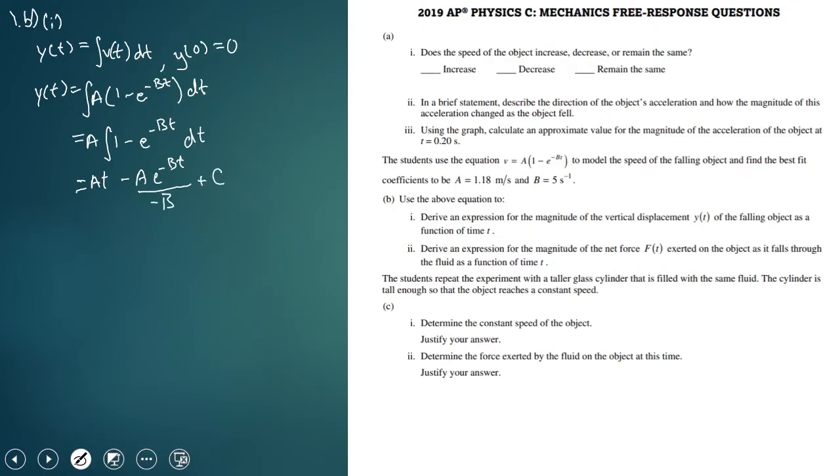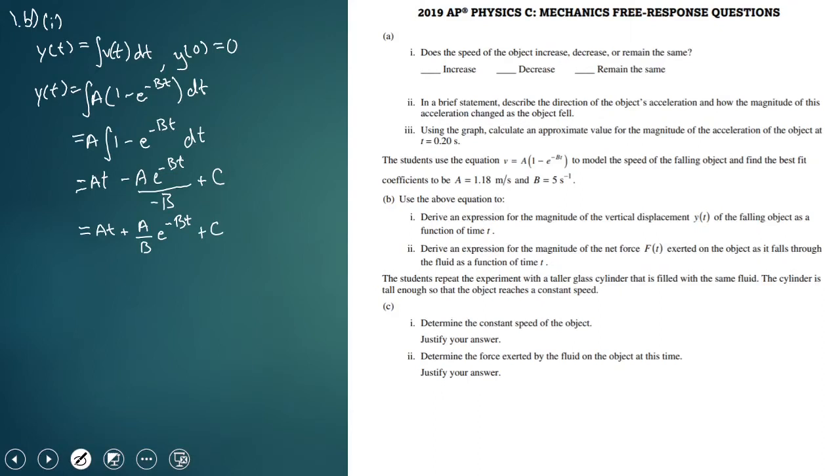If you guys don't understand the inverse chain rule, then just apply a u substitution so that u equals negative bt, then du will equal negative b, and then you just perform the integration with that u substitution and then bring it back to the t world. And so now if I simplify by canceling out some of these negatives, I get at plus a over b e to the power of negative bt plus c.